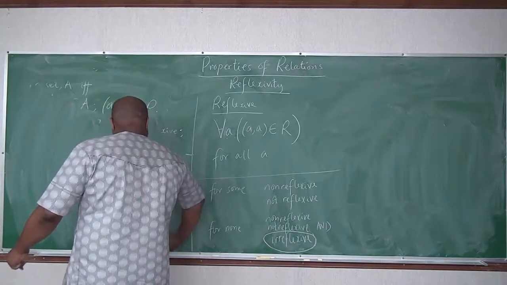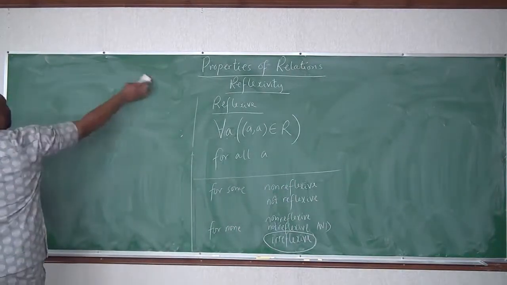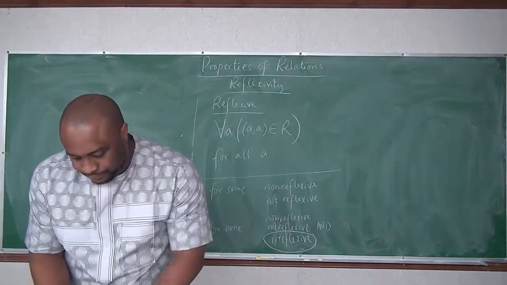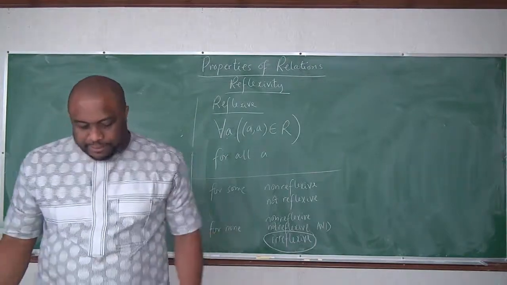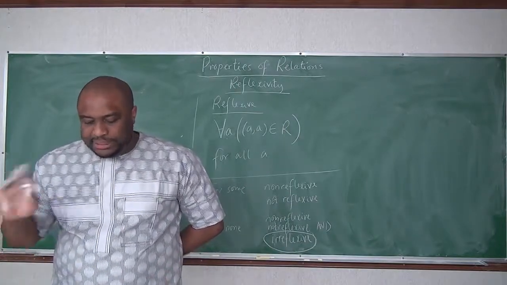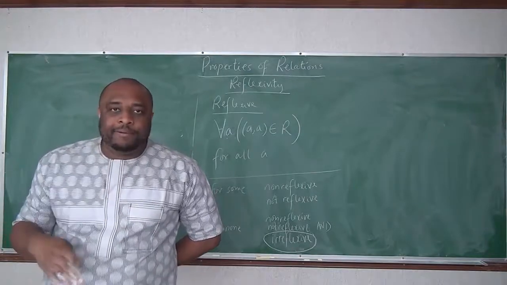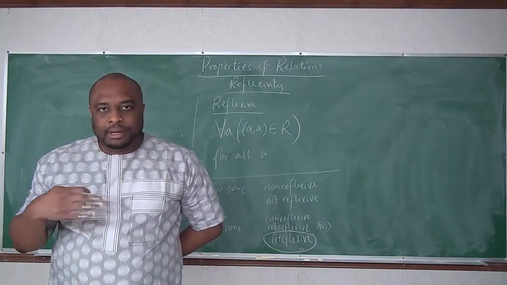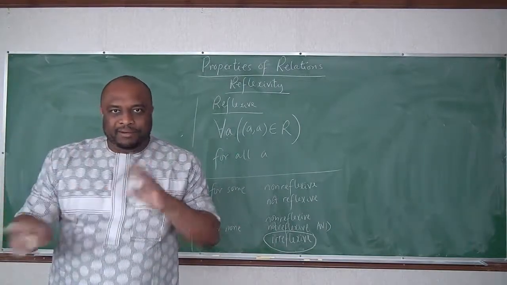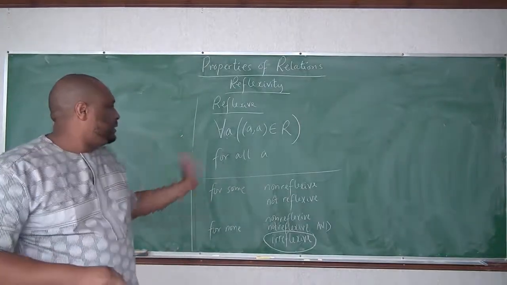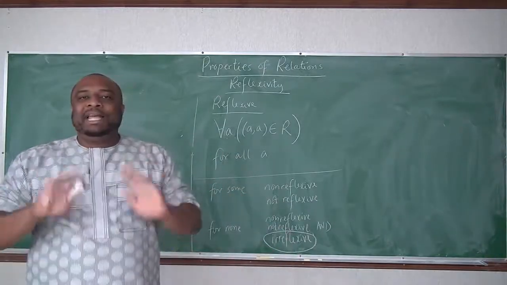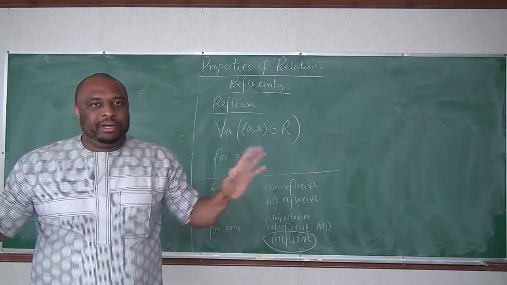So if we have an example, let's look at an example here. It says, determine whether the relation R defined below is reflexive, non-reflexive, or irreflexive. So we talk about three things: reflexive, non-reflexive, which means not reflexive, and then irreflexive. Irreflexive means none. You don't have none at all.